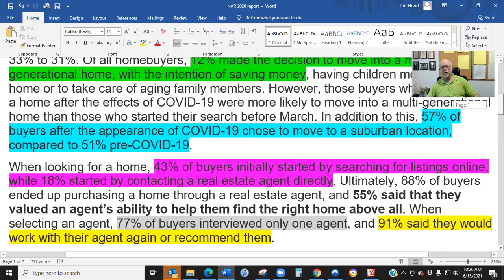88% of buyers ended up purchasing a home through a real estate agent. 55% said that they valued the agent's ability to help them find the right home above all. Now, again, this stat sort of surprises me. Yeah, I expected this one to be higher. Overall satisfaction with agents is very high, but when they said 55% valued an agent's ability to help them find the right home above all, that's low.